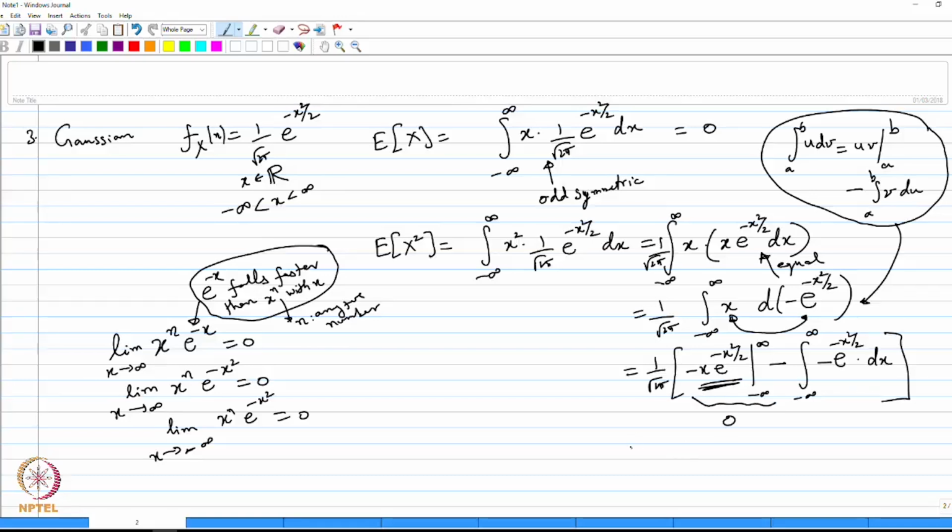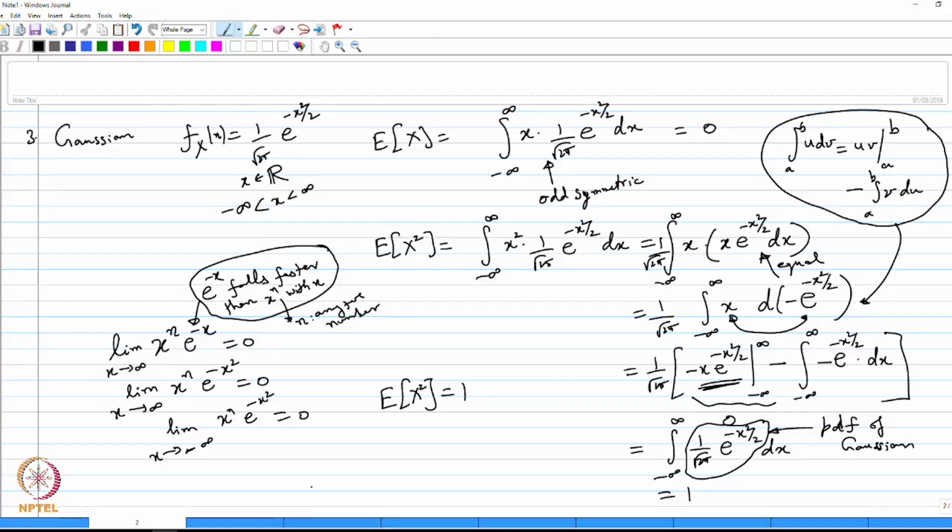Now only the second part is left, and notice what happens to it. If I simplify this, the integral from minus infinity to infinity of 1 by root 2 pi e power minus x squared by 2 dx, what is this? This is the PDF of a Gaussian distribution with mean 0 and variance 1. That's something you know. So this integral will simply be 1. After all these calculations, we found that the expected value of x squared is equal to 1. So this is an example of how to do parts.